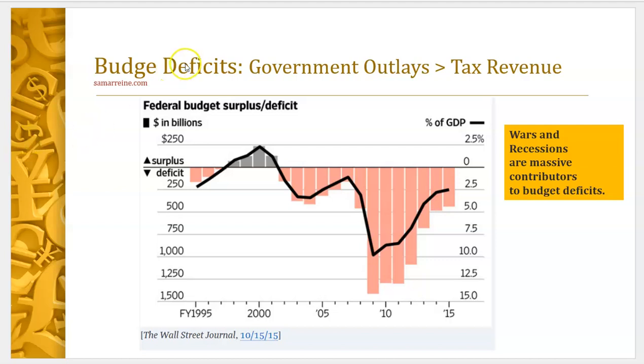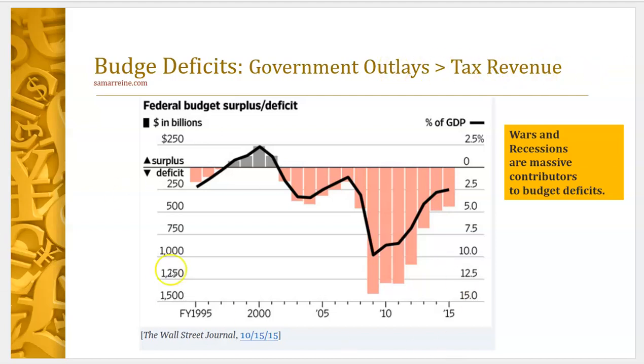Now, what's a budget deficit? A budget deficit means the government is spending more money than it has. Kind of like when any individual gets into debt, right? The government outlays exceed, right here, the tax revenue. So how much is coming in is too small against how much is going out.